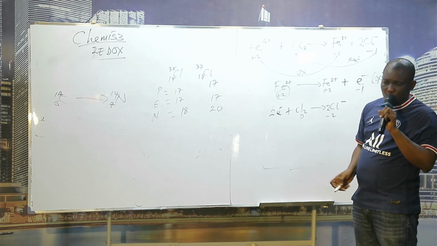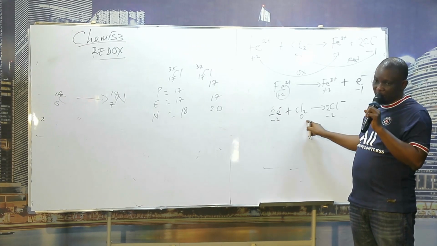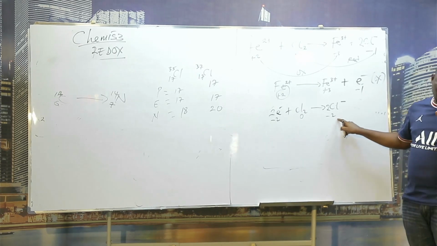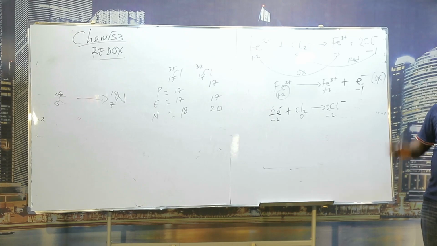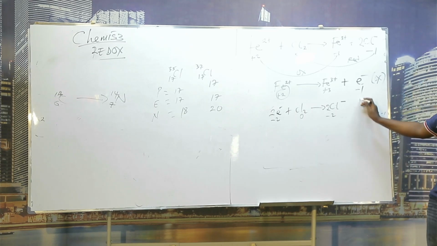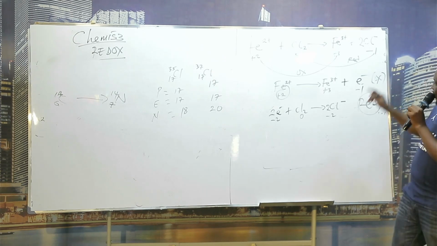How do I know it's 2? -1 here times 2, -2. -2 plus 0, -2. This is also what? -2. Technically, spiritually, atomically, ionically, this equation is what? Balanced. What is this equation? This is what? Reduction. Are you with me?